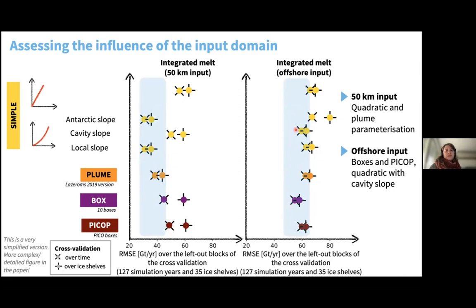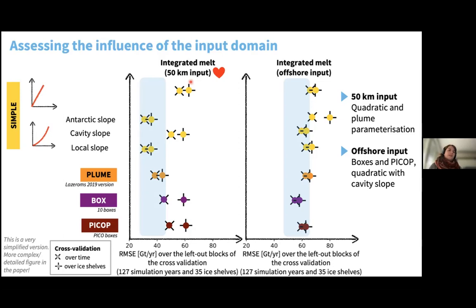So from this figure, we can definitely conclude that using 50 kilometers input, if possible, is already much better than using offshore input. And so in the next slides, I will always show results using this 50 kilometers input. Just keep this in mind.